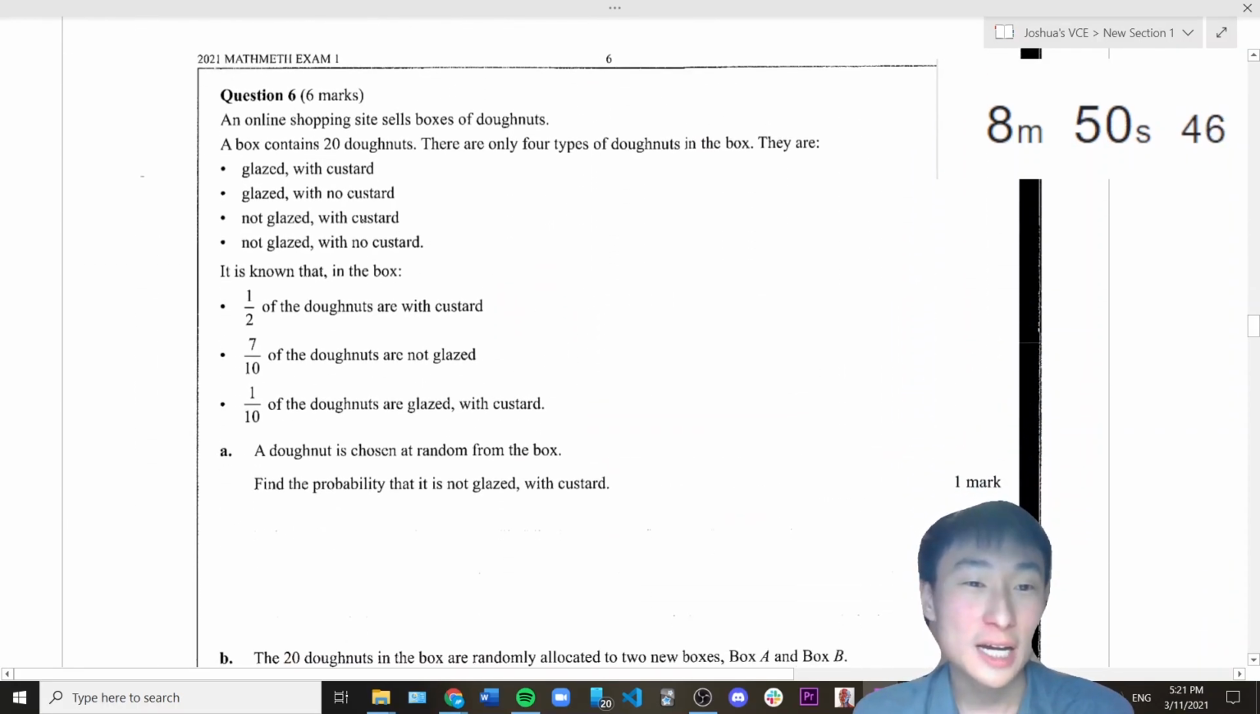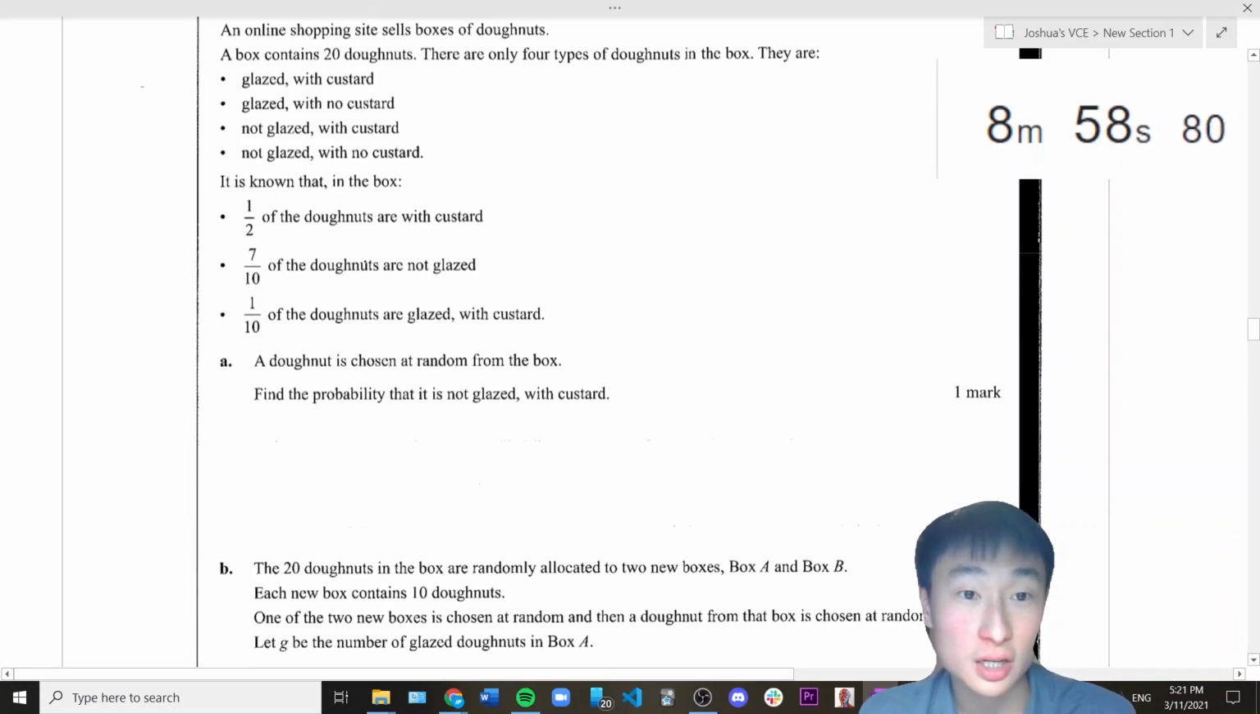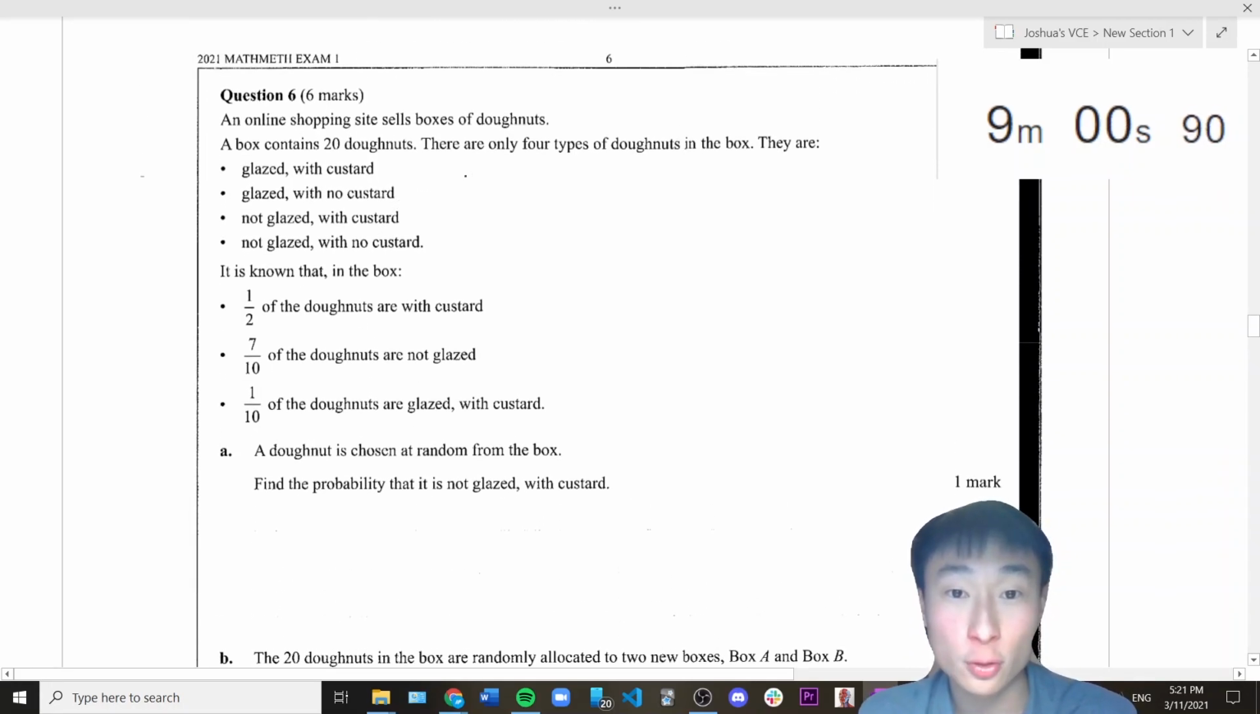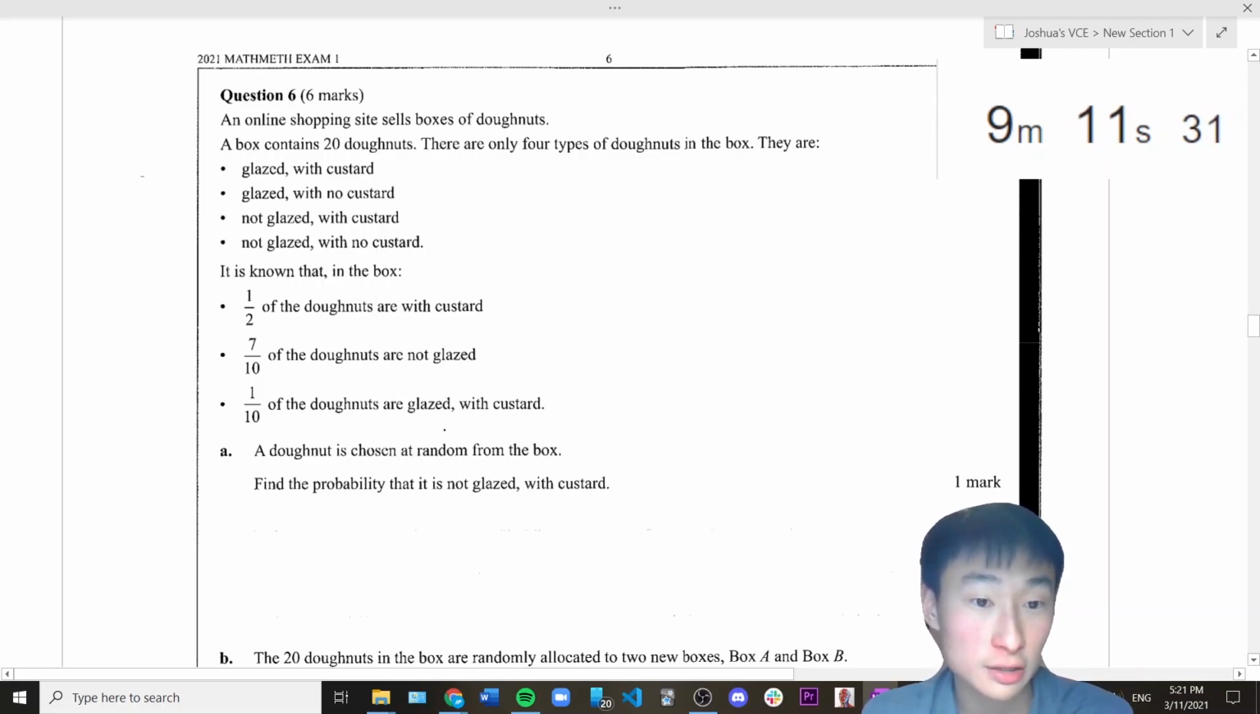Okay, sure. An online shopping site sells boxes of donuts. A box contains 20 donuts. There are only 4 types of donuts in the box. It is known that in the box, half of the donuts are with custard, half of the donuts are not. A donut is chosen at random from the box. Find the probability that it is not glazed with custard.